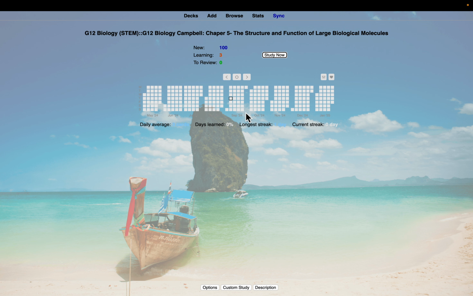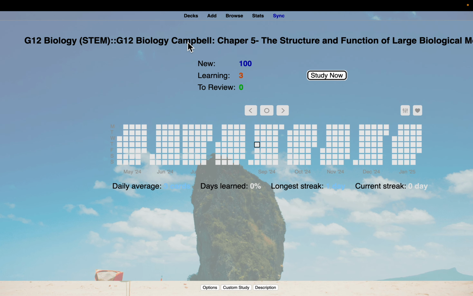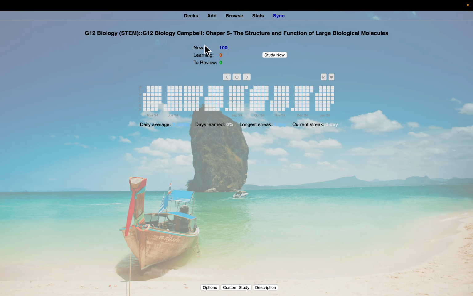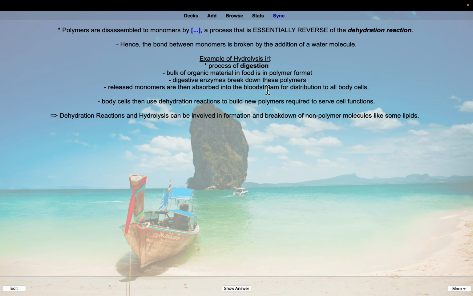Okay, in this video, we will be having a walkthrough on an Anki deck that I made about the structure and function of large biological molecules. This is based on a book in real life, Biology by Campbell. Yeah, let's start.